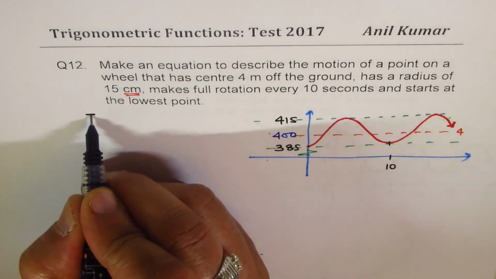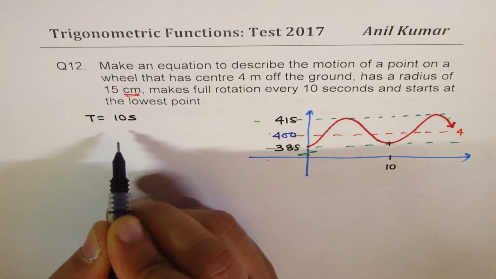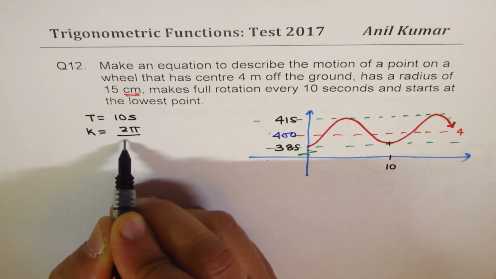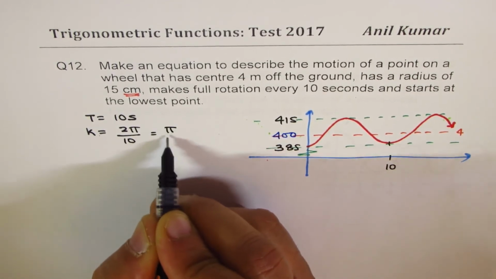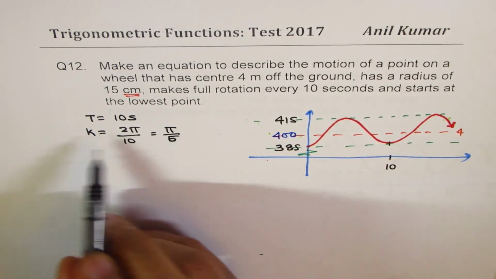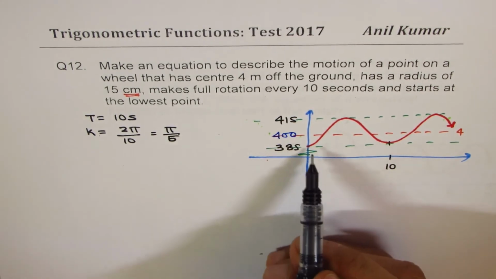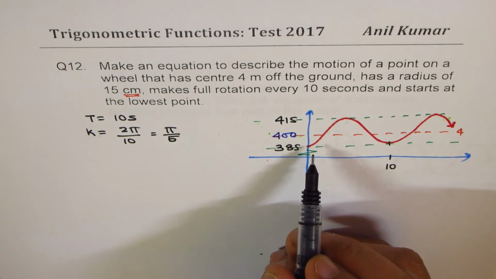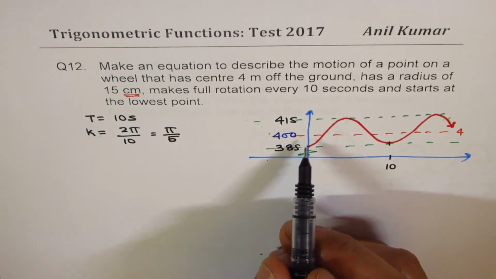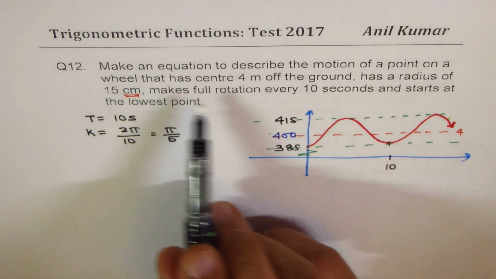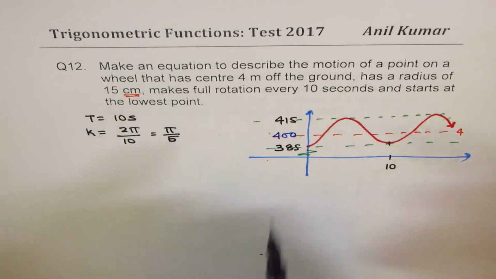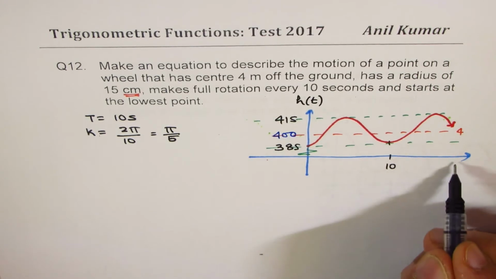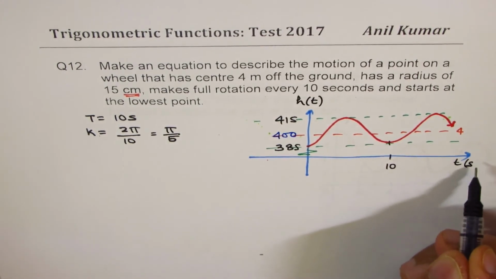So we know the time period T is 10 seconds, and therefore the value of k is 2 pi by 10, or pi by 5. Is it okay? So that becomes the value of k. Since we are starting at the minimum, we are going to use the equation in cosine function, right? So we have to write the height. Let's say this is the height above the ground with time t. This is time t in seconds, right?